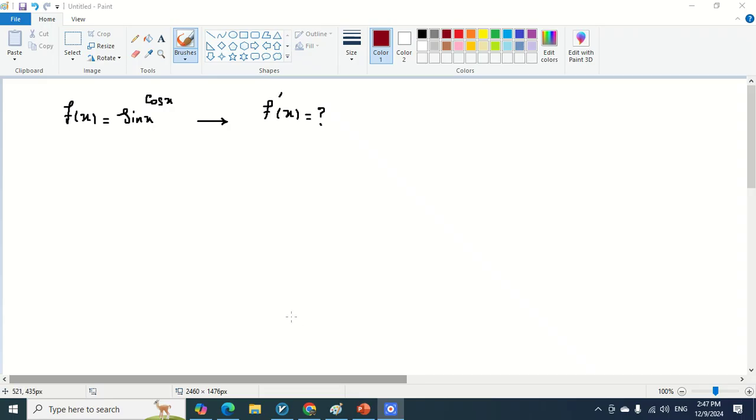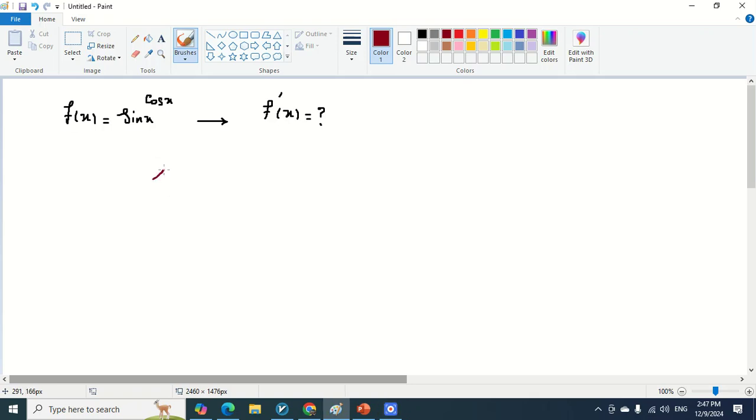At the beginning of this lecture, we have one example. We have the function sine x to the power of cosine x, and we want to calculate the derivative of this function. This is a general rule that we will apply in all parts of calculus: if you have an exponent, we should use the exponential and logarithmic functions. Why should we use the logarithmic function?